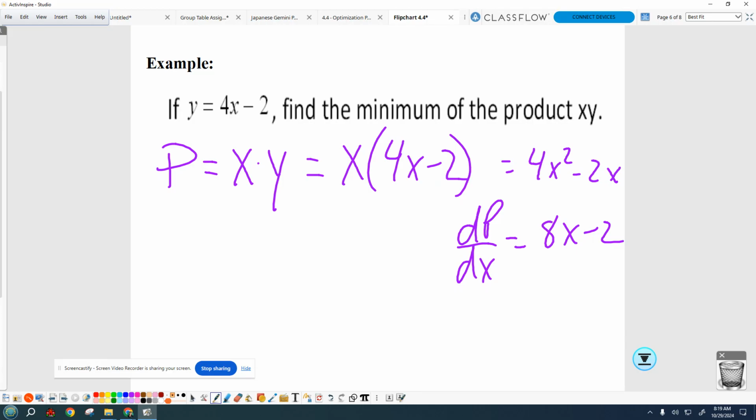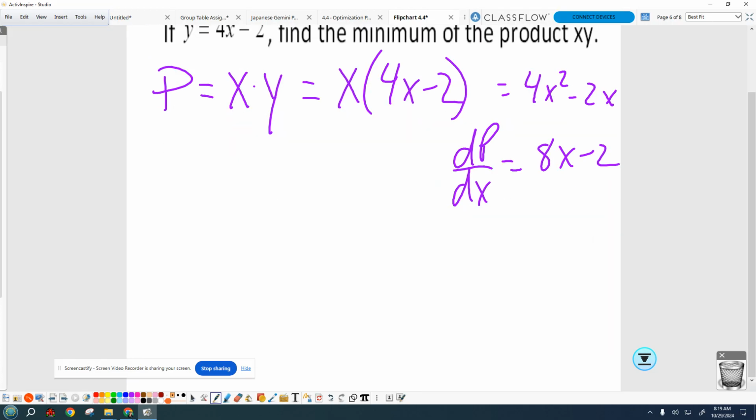So then, Katie, what do I do from here? You solve for x. So x equals 1/4. All right. So what we're looking for are the critical points. Where is it undefined? Nowhere. Where is it 0? 1/4.